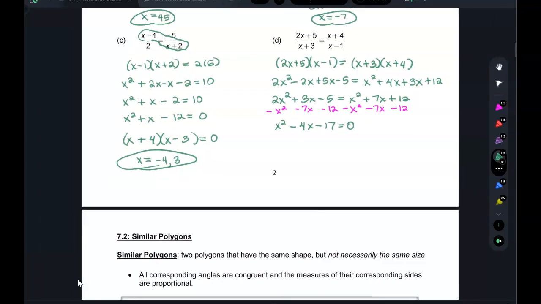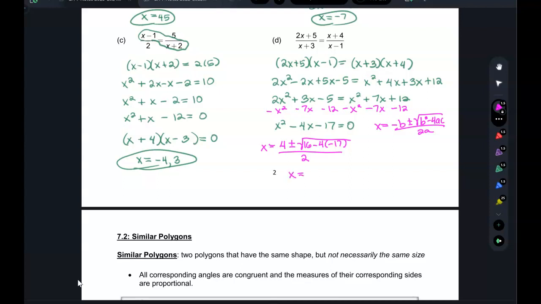So we have to look at the quadratic formula, which is negative b plus or minus the square root of b squared minus 4ac all over 2a. So I get 4 plus or minus, so 4 squared is 16 minus 4 times a, which is 1, times c, which is negative 17, all over 2 times a.